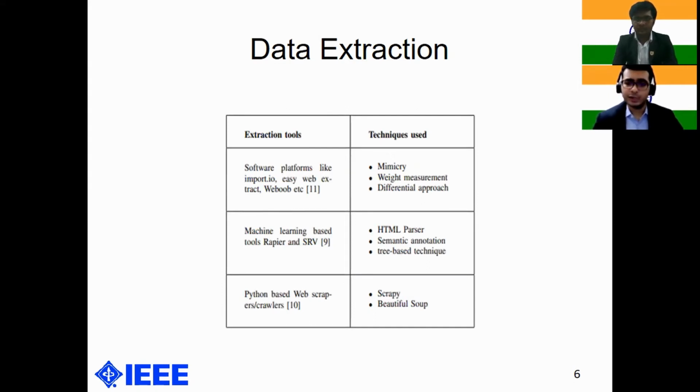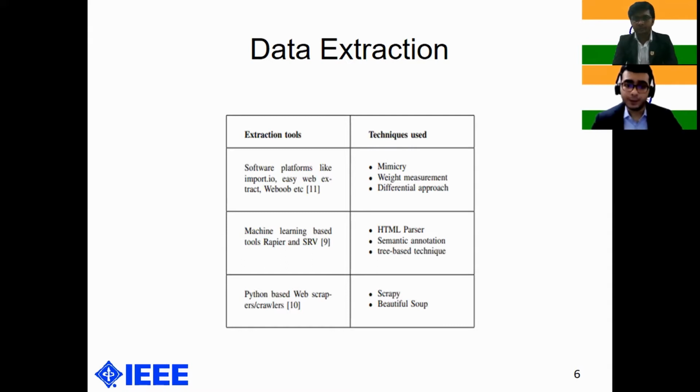They include browser extensions such as Spider, data scrapers like Webu, and Import.io, which do not require much knowledge in programming and have a flexible interface for converting them into various formats, such as JSON and CSV. They also use sophisticated backend techniques such as mimicry, weight measurement, and differential approach.